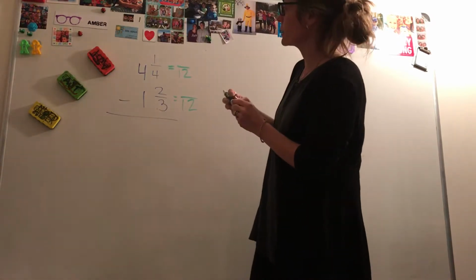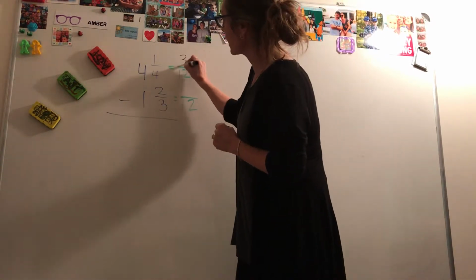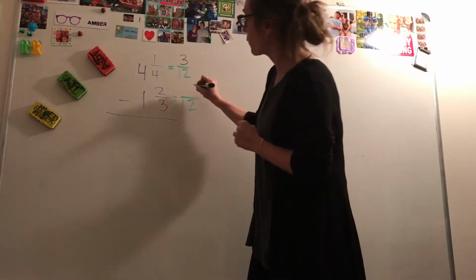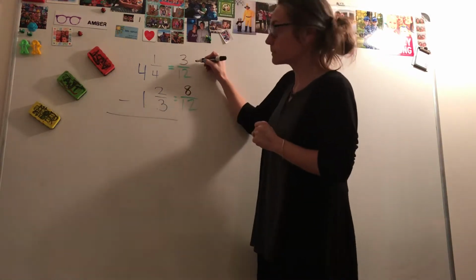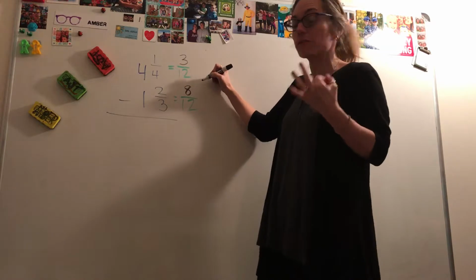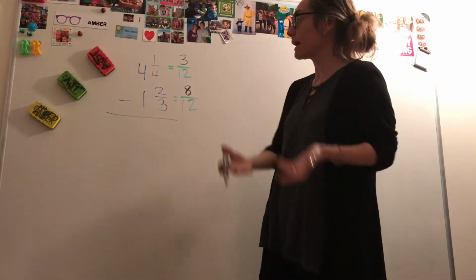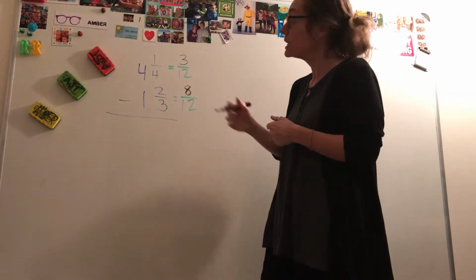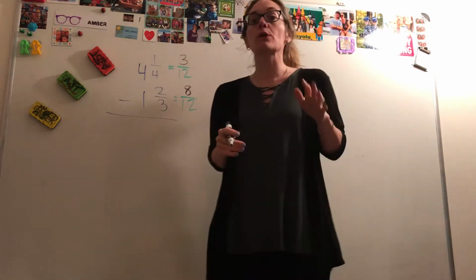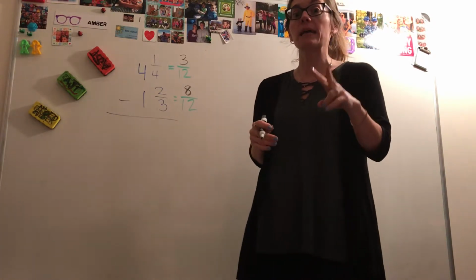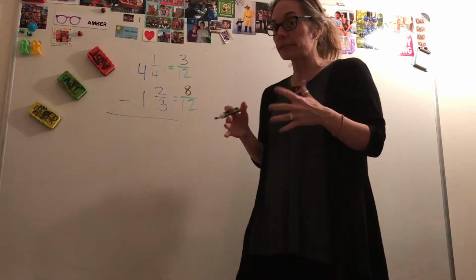Okay, 4 times 3 is 12, 1 times 3 is 3. 3 times 4 is 12, 4 times 2 is 8. I cannot subtract 3 minus 8. If I have 3/12 of something, I cannot give away 8/12. Okay, so I need to regroup. You learned regrouping with subtraction when you were in second grade. It's going to work very similarly.